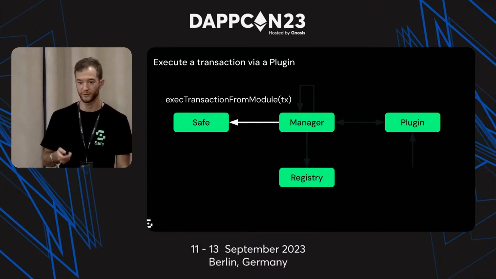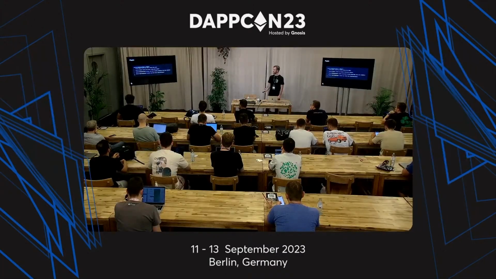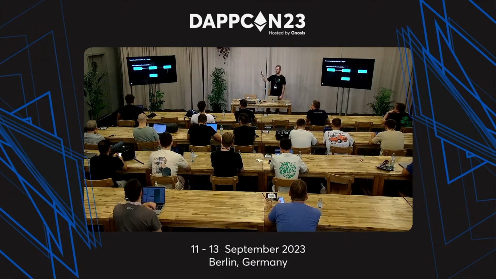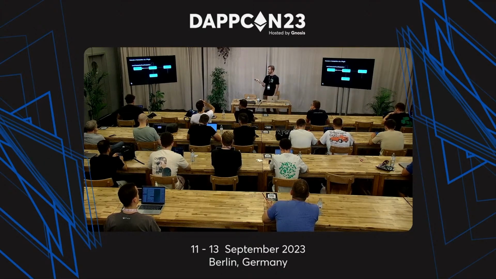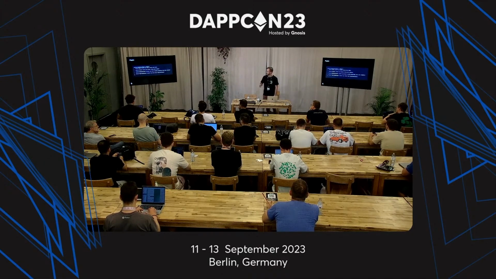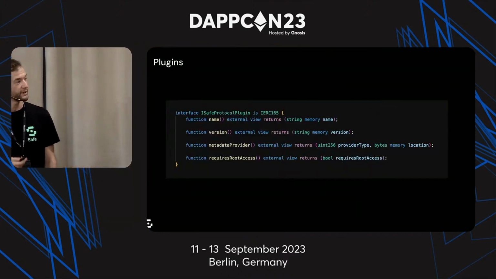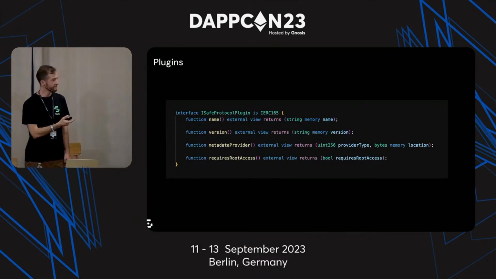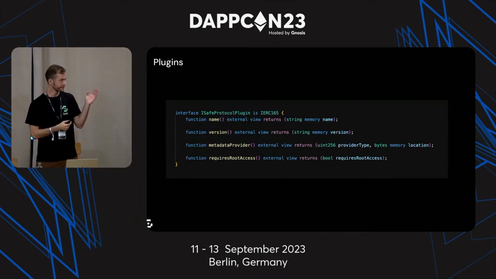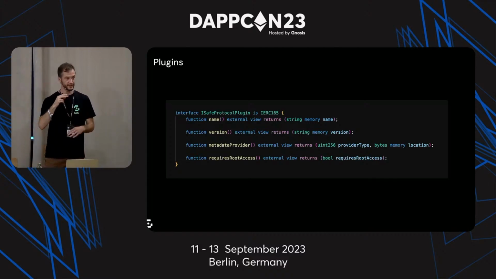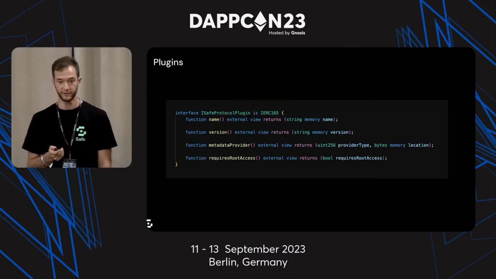Let's continue, and then if you have more questions, we can answer them. So as I said before, these components each have an interface that needs to be implemented. And I will talk a bit about the plugin and the manager ones, which are the more interesting ones if you are implementing a plugin. So for the plugin one, there are four functions that you would need to implement, like name, version, metadata provider. This will tell the one calling this method where to find the structure of the metadata for the plugin, and this can be different things like the name of the plugin, the version, or whatever. And then whether the plugin requires root access or not.